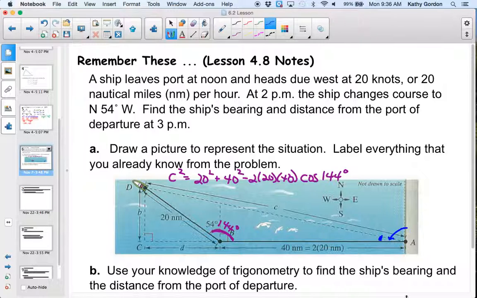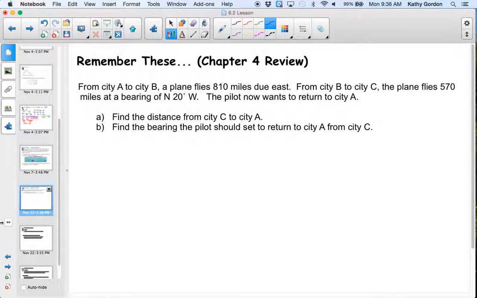Okay? So that's one example that we've seen before where law of sines and law of cosines can make life easier. This is another one. This was one from your chapter 4 review. So we're told that from city A to city B, a plane flies 810 miles due east. So this is A, due east to city B, 810 miles.